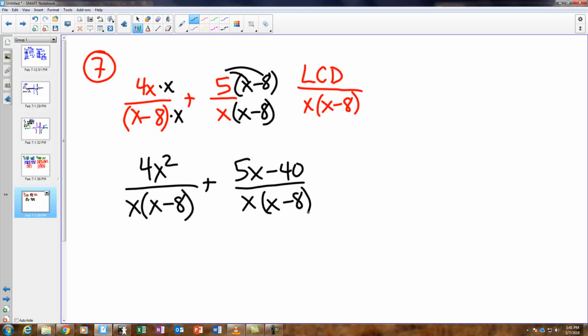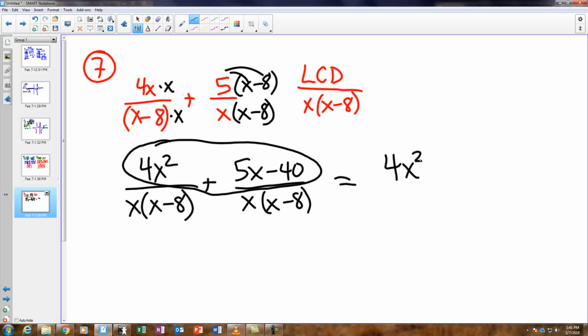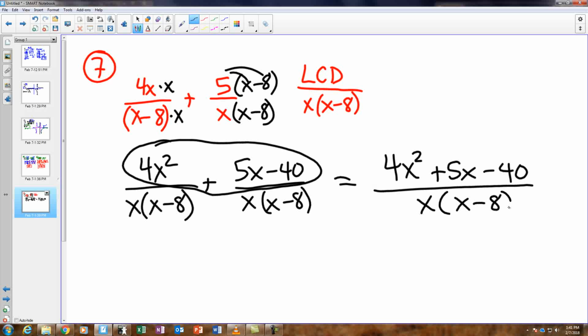At this point, they have the same denominator, which means I can combine the top of the two fractions. First thing I ask for, are there any like terms across the top as I look through here? There are none, so I'm just going to push them together to make 4x squared plus 5x minus 40, all of it divided by x times x minus 8.